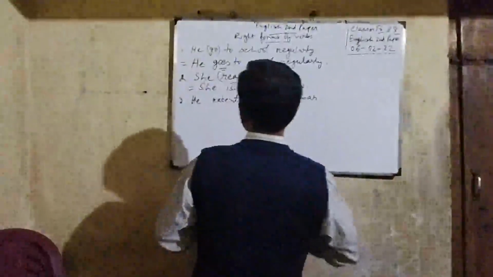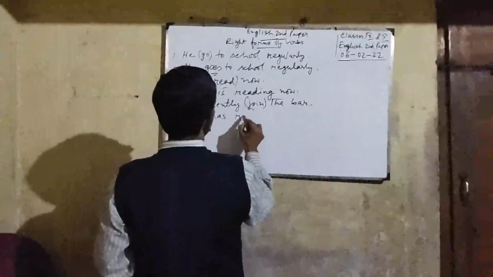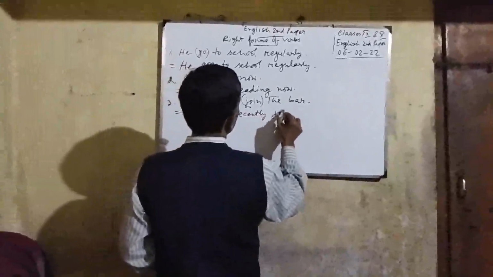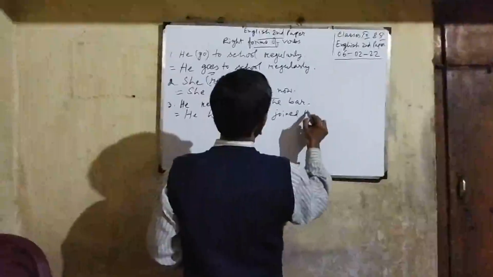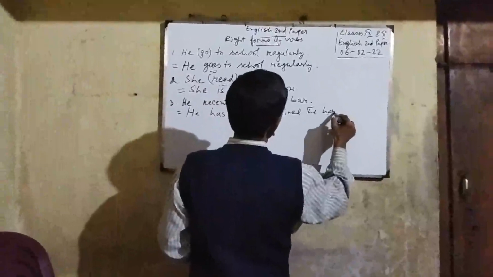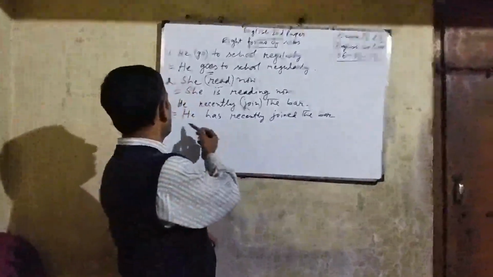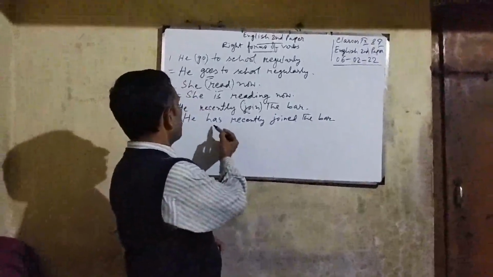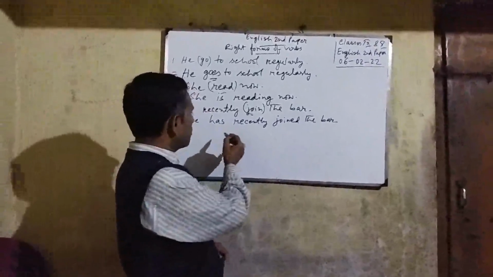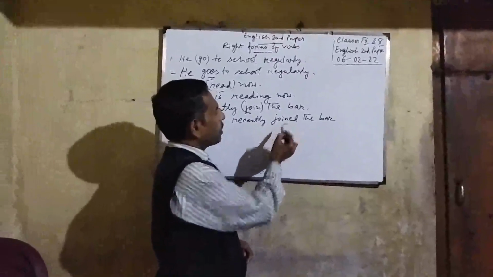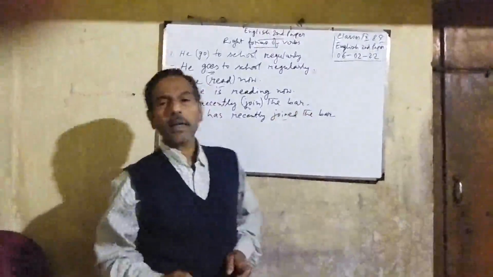So we will write here: he has recently joined the bar. So the structure of this tense is subject, have or has, here has, recently, and then past participle form of verb, and then extension.